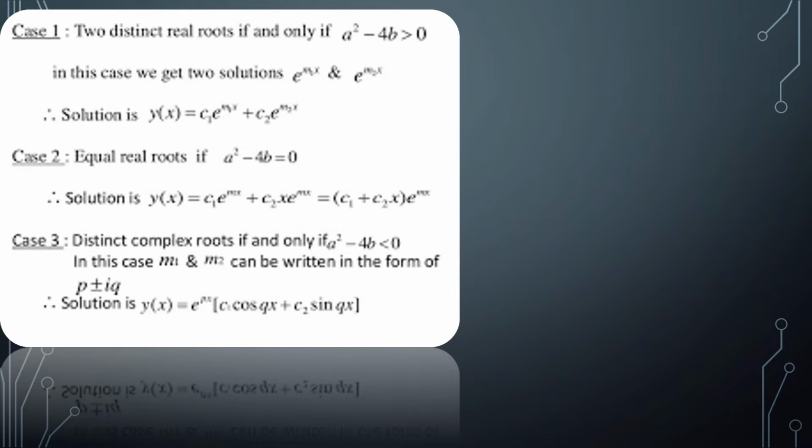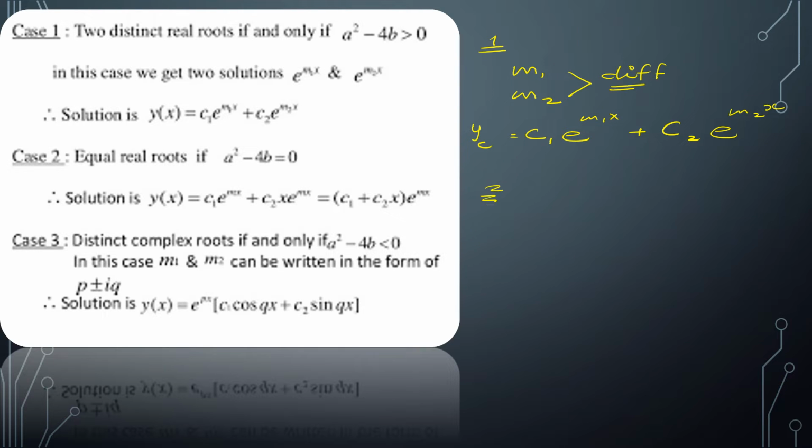As a crash course, let's quickly understand the three different cases for writing the complementary equations of second order differential equations. In case number 1, after writing the differential equation in terms of m, if your factors m1 and m2 are different, then the y complementary will be written as c1 e to the power m1x plus c2 e to the power m2x.